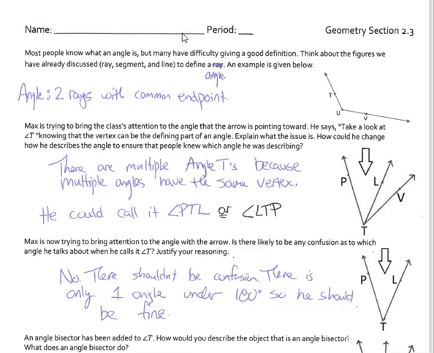If it's ever possible that you can just say angle and then what the vertex is, then that's good enough. And if not, then you're going to have to pick one point from one side, the vertex, and then a point from the other side. Make sure the middle point is always your vertex.